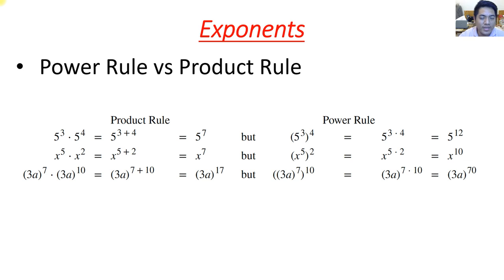So the product rule is different from the power rule. In the product rule, if we have products of two exponents, we just simply add the exponents. In the power rule, meaning our exponent is again raised to another exponent, we just simply multiply the exponents. So that's the difference between the product rule and the power rule. And the two are different from each other.